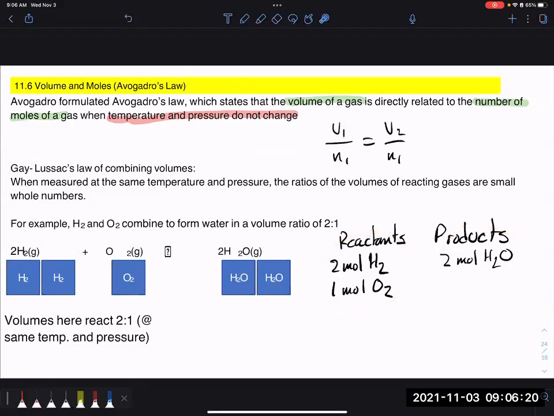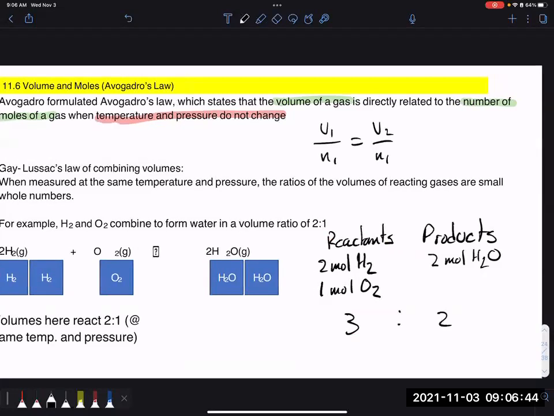So if you did this in a balloon, without popping the balloon somehow, the size of the balloon would get smaller as you reacted all of your oxygen and hydrogen. Don't know, this is 2:1. So then the ratio here should be, if I'm not mistaken, 3:2.